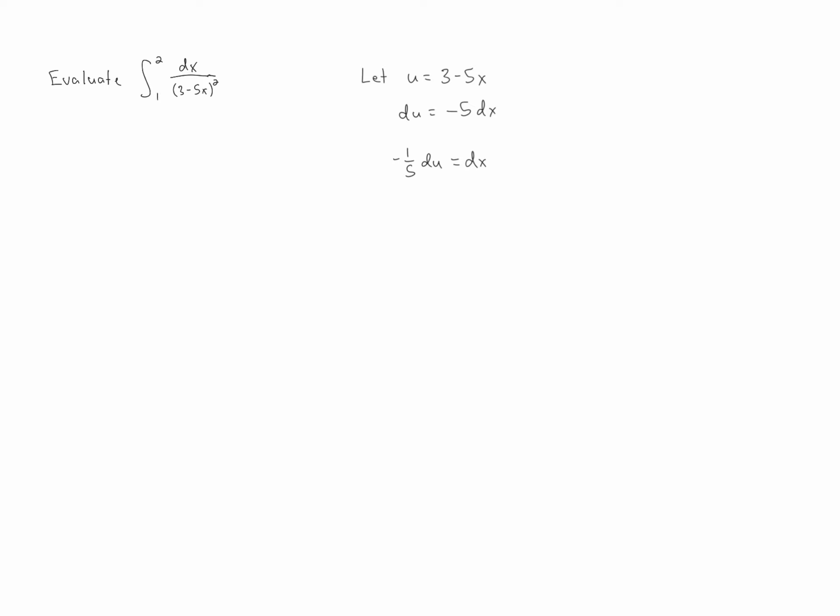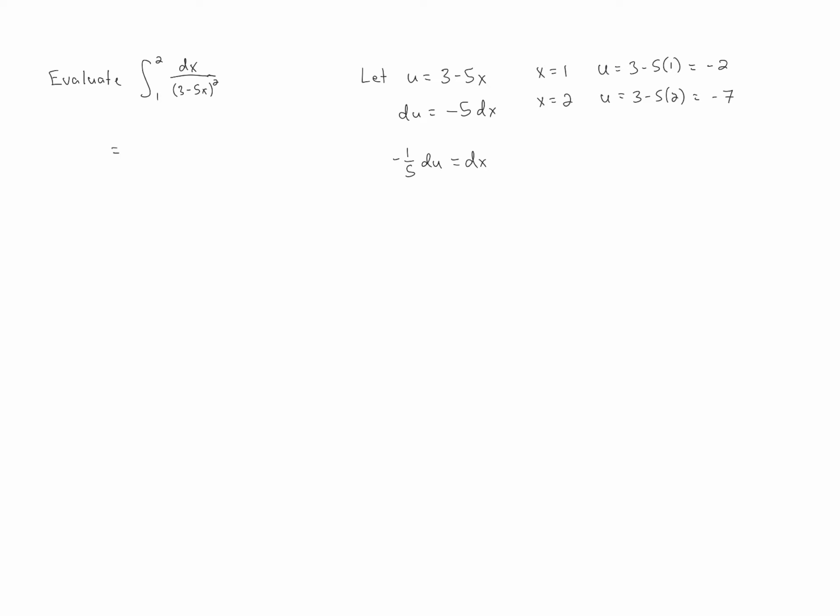Now we're also going to have to change the limits from x's to u's. So our lower limit is x equals 1. That means that u is 3 minus 5 times 1, which is 3 minus 5, which is negative 2. And the other limit, x equals 2, when we plug in, is going to be 3 minus 5 times 2, and that gives us negative 7.